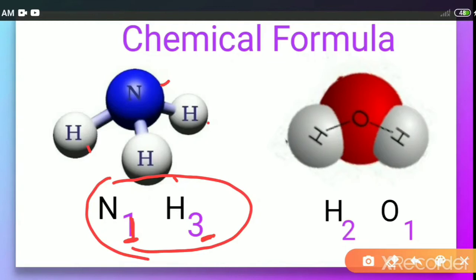Look at the next example, that is water. As we are familiar, the formula of water is H2O. H2O shows that it has 2 hydrogen and 1 oxygen. So the chemical formula actually represents the elements present in it as well as the number of atoms of each element present in it.